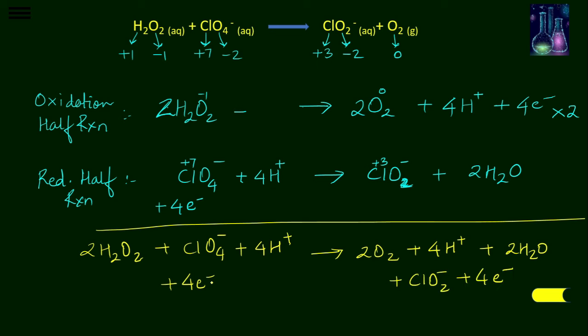So whatever is common, just cancel it off. 4 electrons, 4 electrons, 4H plus, 4H plus. Just check: 4 hydrogen atoms, 4 hydrogen atoms, 4 oxygen plus 4, 8 oxygen. So here you have 2, 2, 4, and here 4, 8. 1 chlorine, 1 chlorine, and the charges: 1 negative charge and 1 negative charge here. And finally you get your balanced equation.